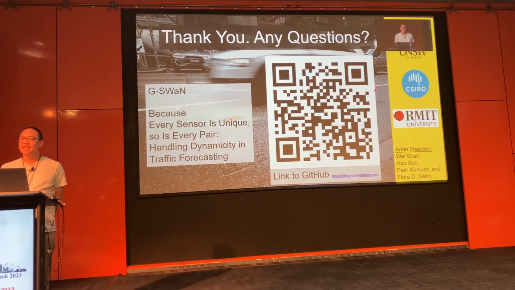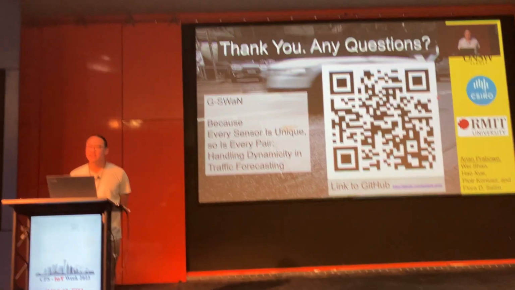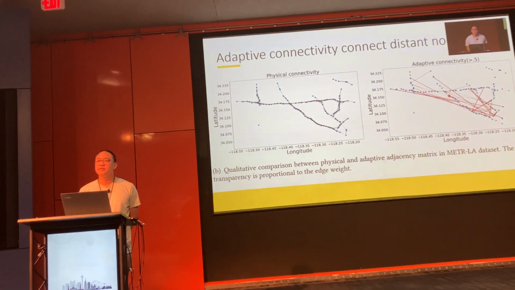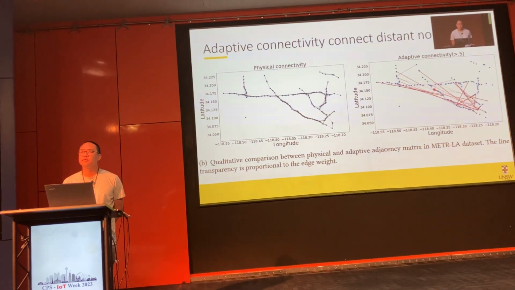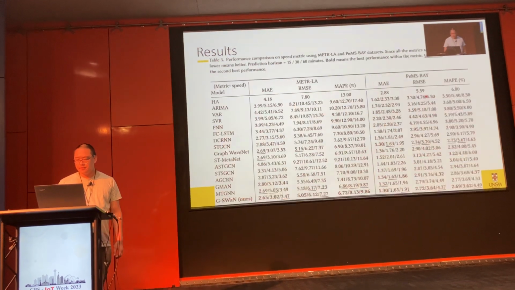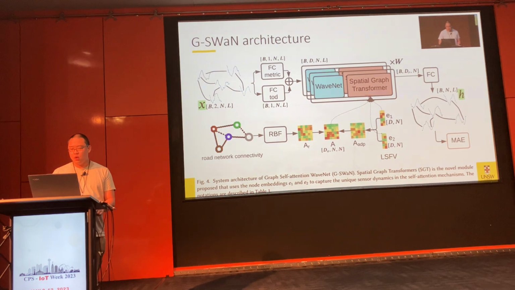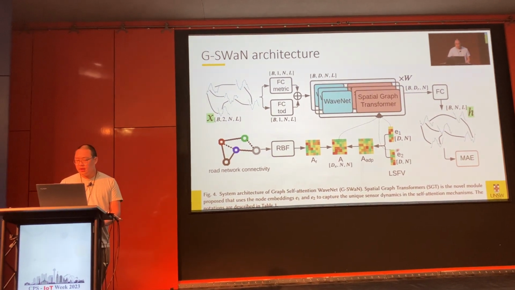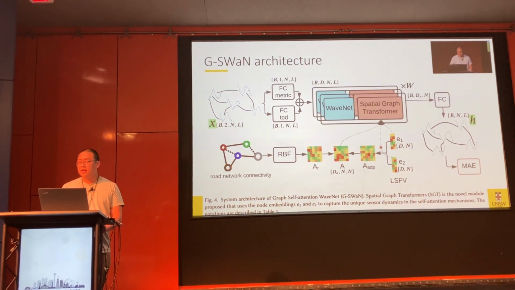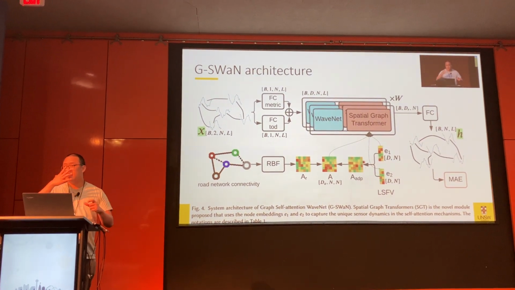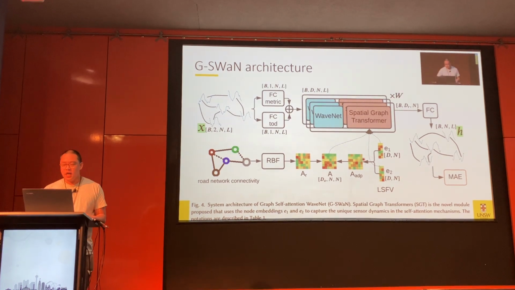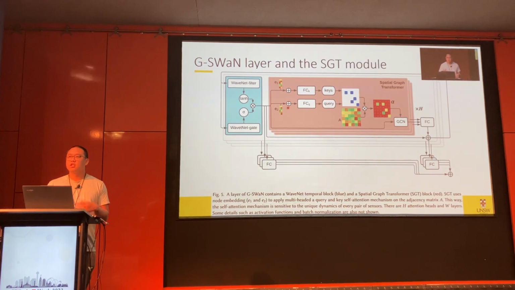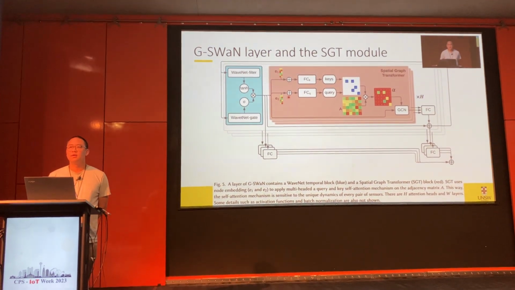Yeah, thank you. So in the end, you talked about the actual physical and the adaptive connectivity. Is that also the hidden embedding you showed earlier, or was that something else? So yes, we use the node embedding for two things. One is to generate the adaptive adjacency, the adaptive connectivity, the one at the last slide. And we also use it for this as well.